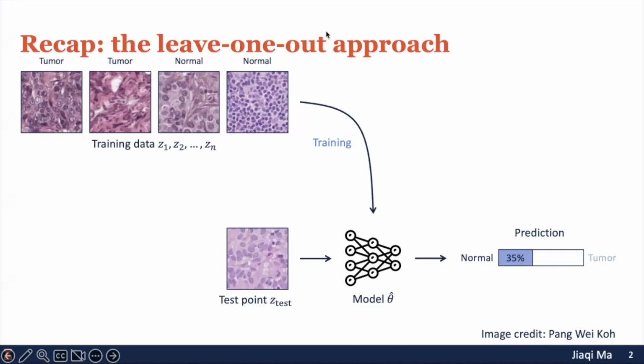To briefly recap, suppose we have a cancer prediction task, and we train an image classifier using this training data to predict if the tissue image contains tumor cells or not. And we want to understand the influence of these individual training data points on the model prediction for this particular test image.